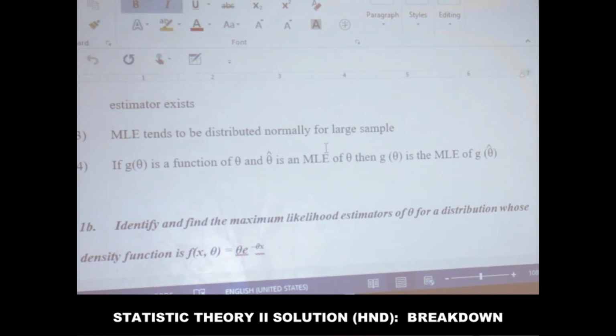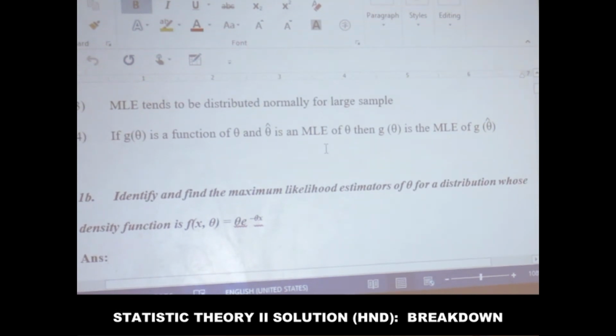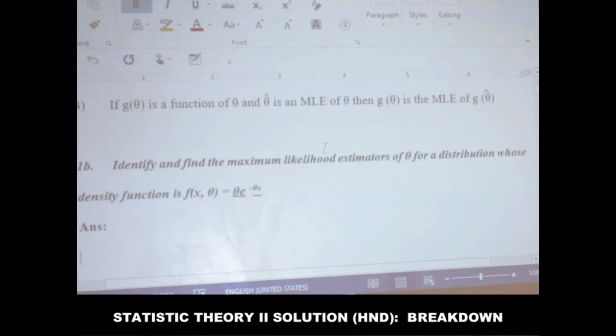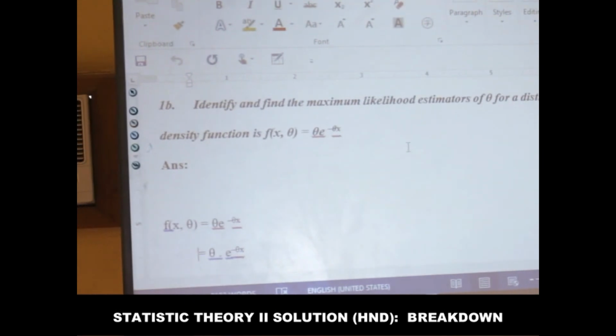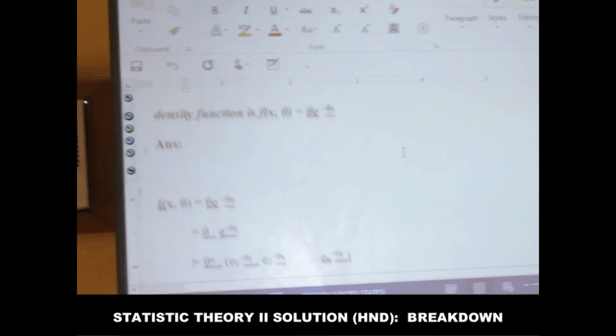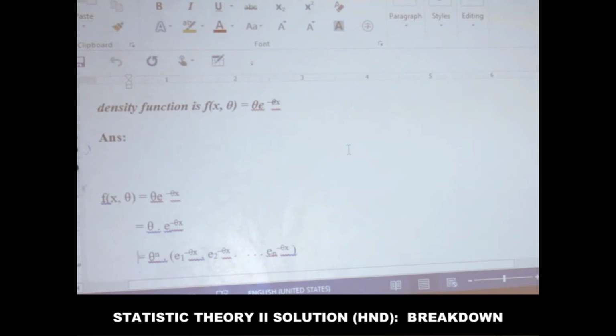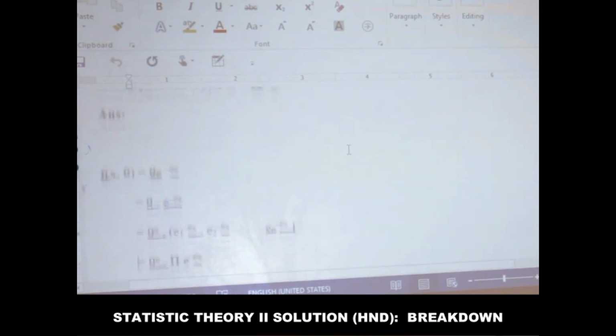samples. Now, if g(theta) is a function of theta and theta bar is an MLE of theta, then g(theta bar) is the MLE of g(theta). Now, 1B, we are asked to identify and find the maximum likelihood estimator of theta for a distribution whose density function is f(x, theta) equals theta exponential raised to the power minus theta x.